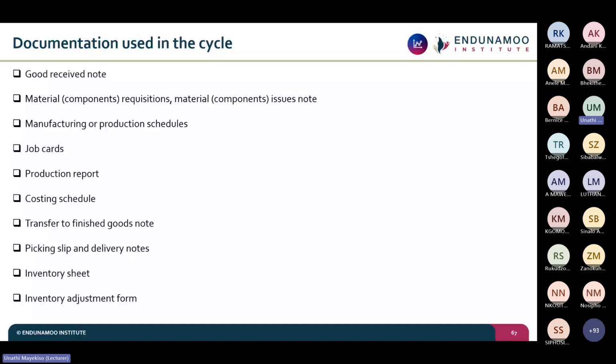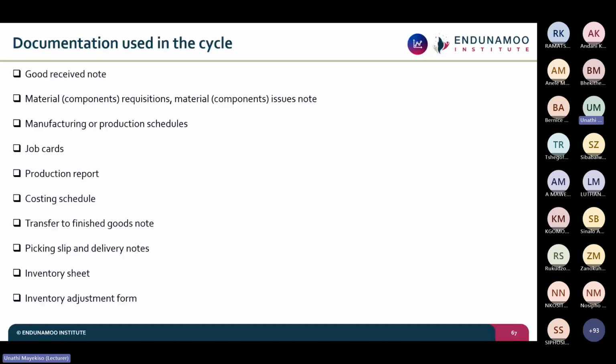Inventory adjustments would be where you've got any normal or abnormal losses, inventory write-downs, or obsolete goods that you need to account for. Or if you're using weighted average and you need to put an adjustment into your stock, you would use an inventory adjustment form to adjust your stock according to your weighted average.